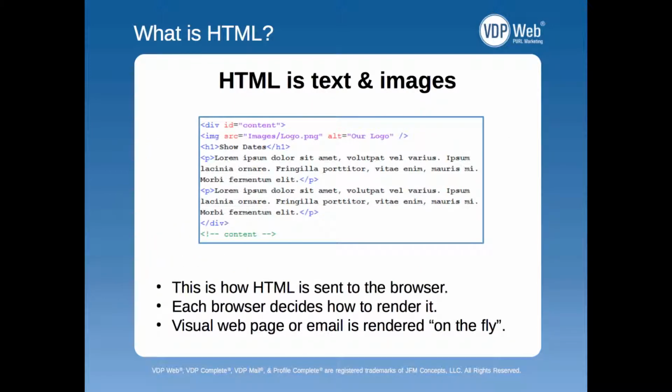So HTML is text and images. I've got a screenshot up here, and you can see a div container, an image tag, an h1. And this is actually what is being pushed to the browser. So when somebody requests a web page, this text code is what's sent back to the browser along with the visual images. So that's what the browser sees. And each browser decides how to render this code, how it's going to lay out, what it's going to do with it. So this is a big key difference here, is that the visual web page or the email is rendered on the fly. It's not sent as a single compiled image that is ready to go.